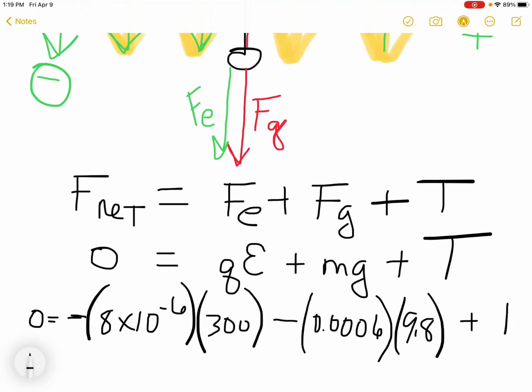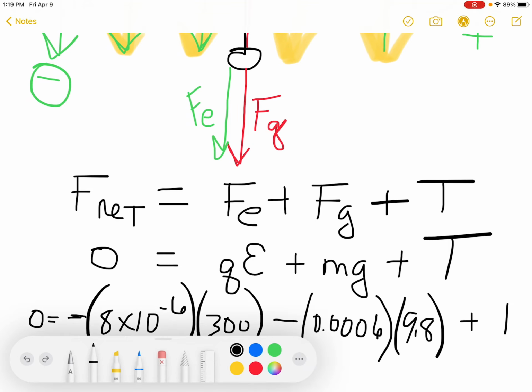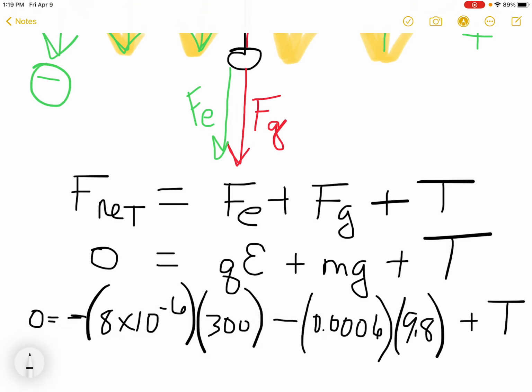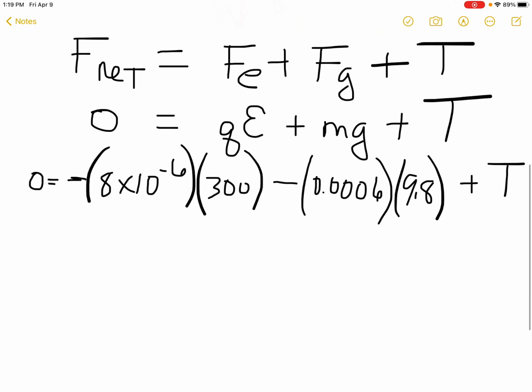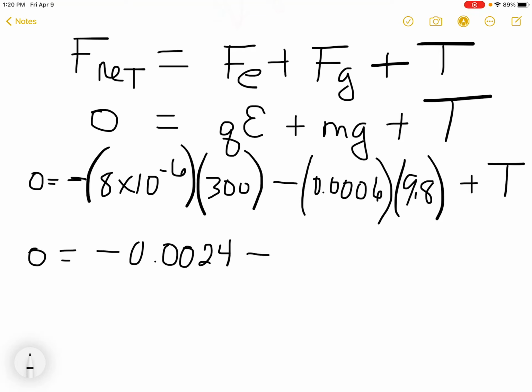And then plus T. So then, when we do our math here, okay, let's go back. I'm still remembering how this thing works. Okay, so 0 equals, this number is going to be negative 0.0024. And this number is going to be negative 0.00588.